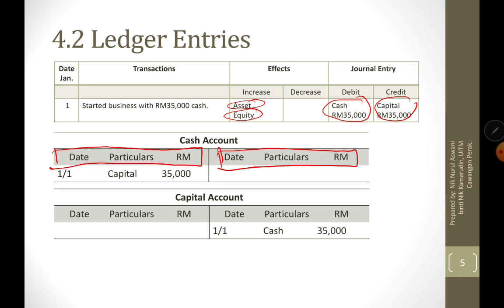Okay, so we will debit cash on 1st January 35,000, and the particulars will be capital. While in the capital account, because it is an increase in capital, we will credit it. So on the capital account, we will record it on the credit side. Debit side of cash account, credit capital: 1st January 35,000, particulars will be cash. Okay, that means we will make a reference there, for the first transaction.